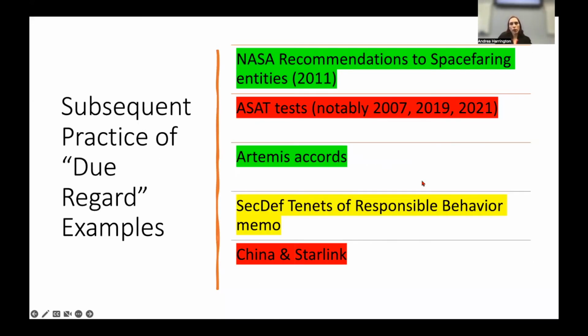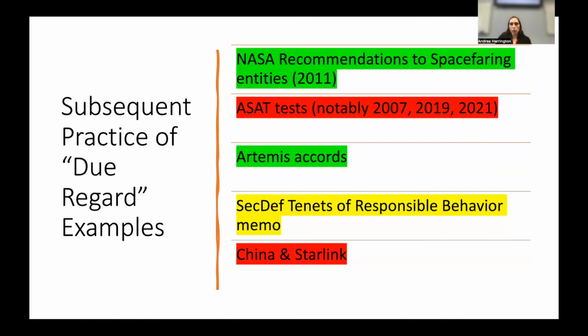Okay, so I've got a bit of a stoplight chart here for you, because we know that the military services love stoplight charts. So we have subsequent practice of due regard. These are just some examples. These are not all that exist out there, but there's some helpful ways to talk about how due regard has worked in the past. So the ones I've put in green are the ones that I think are helpful, right? These are ways that we've used due regard that is helpful to the development and application of that principle.